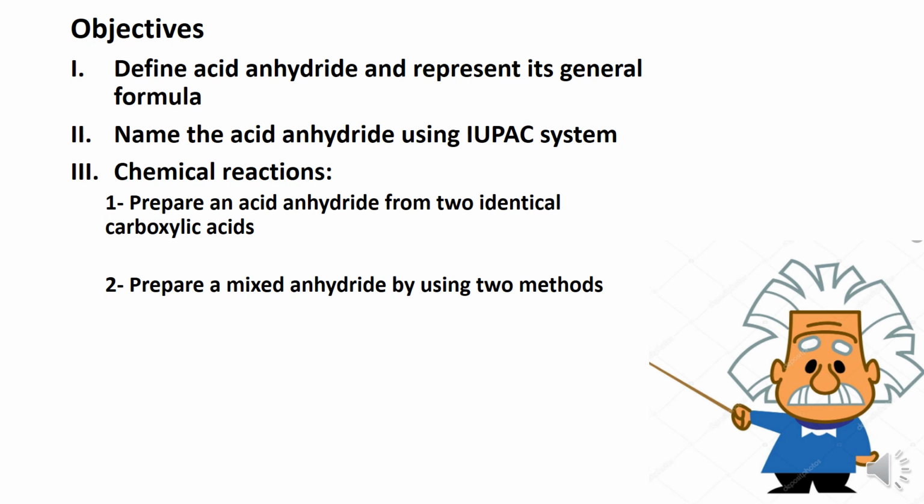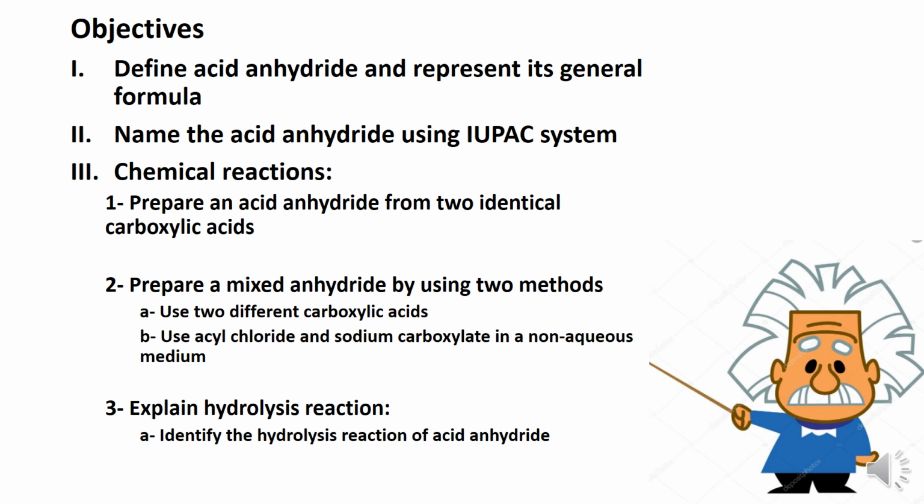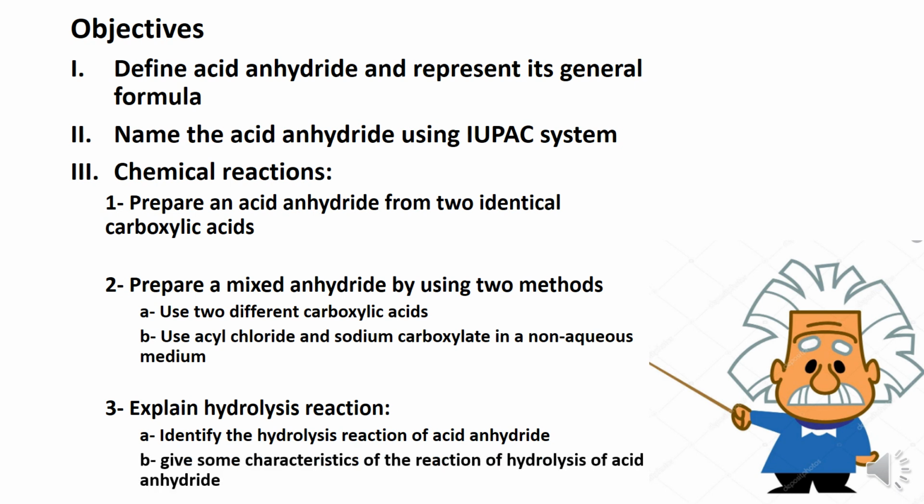Here it is by using two methods. The first method is by using two different carboxylic acids. The second method is by using acyl chloride and sodium carboxylate in a non-aqueous medium. And the third objective is how to explain hydrolysis reaction by identifying the hydrolysis reaction of acid anhydride, and the last one is to give some characteristics of the reaction of hydrolysis of acid anhydride.